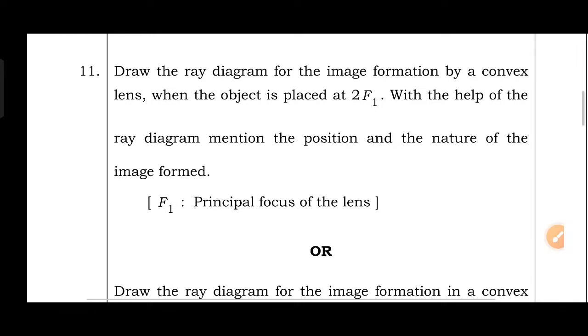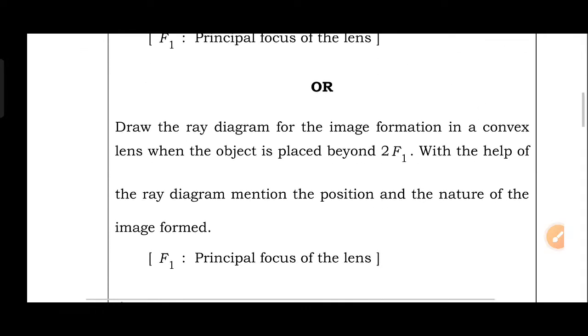Question number 11. Draw the ray diagram for the image formation by a convex lens when the object is placed at 2f. With the help of the ray diagram, mention the position and nature of the image. F1 is the principal focus of the lens. Whenever we keep an object at 2f in a convex lens, the image is also formed at 2f2. The size of the object and size of the image are both the same. A real and inverted image is formed.